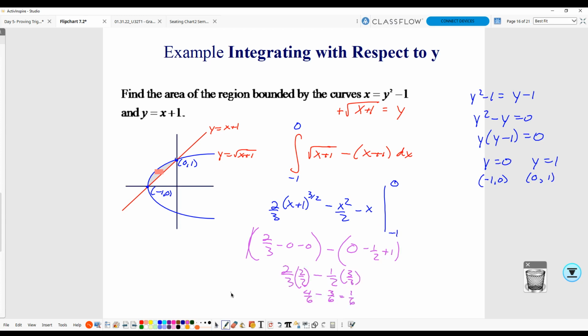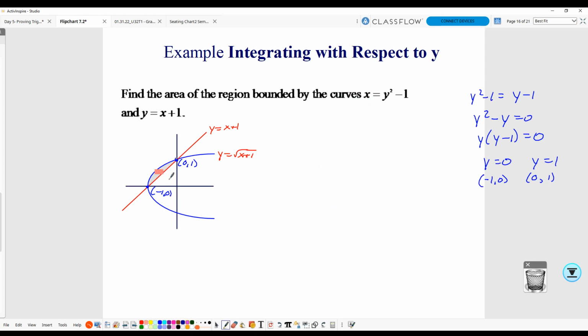So we end up with 4/6 minus 3/6, which is 1/6. So this is one way to solve the question. However, if we turn it to look at it with the y's, that's the farther right equation minus the farther left equation. So let's do these in blue.